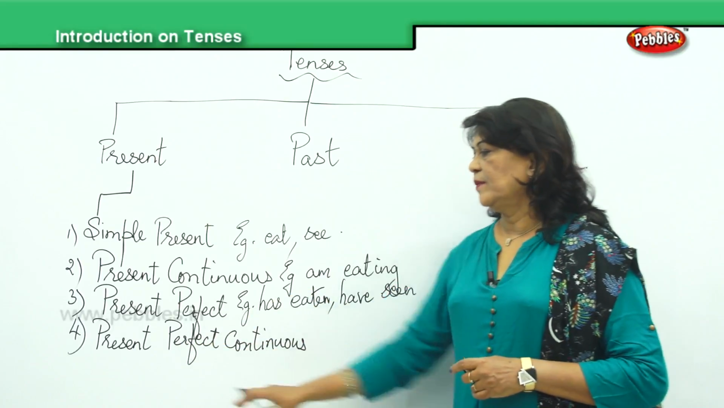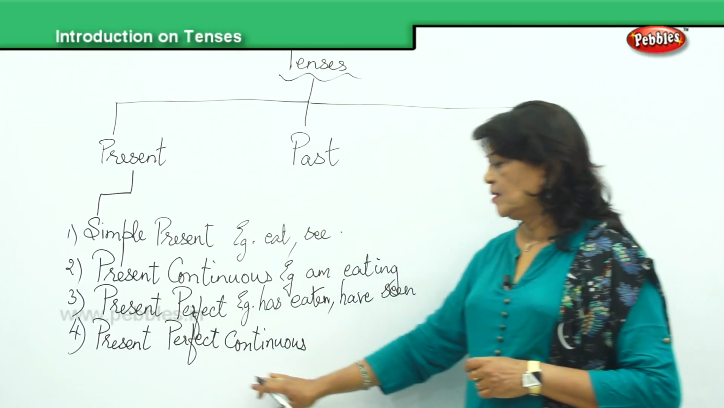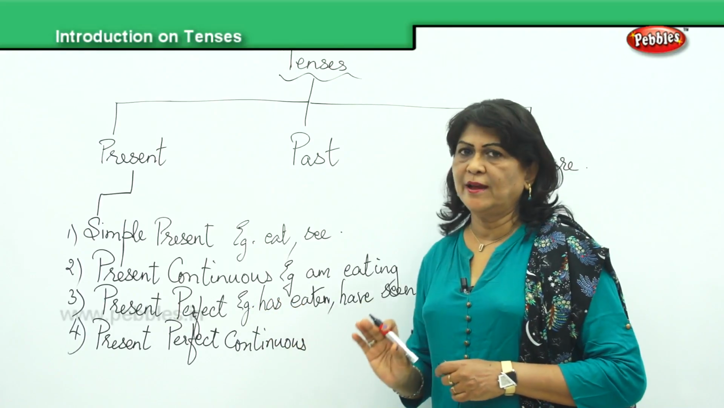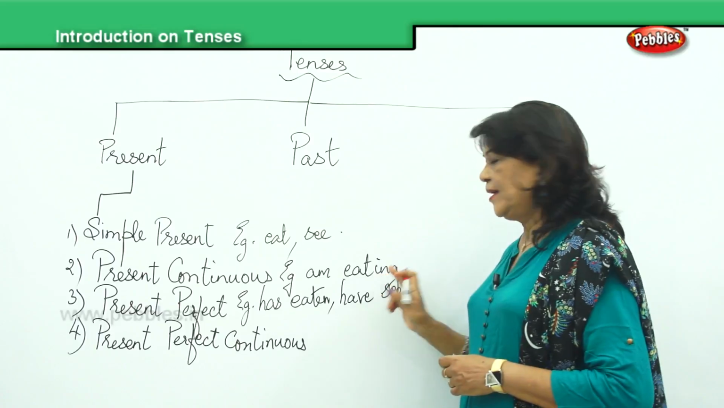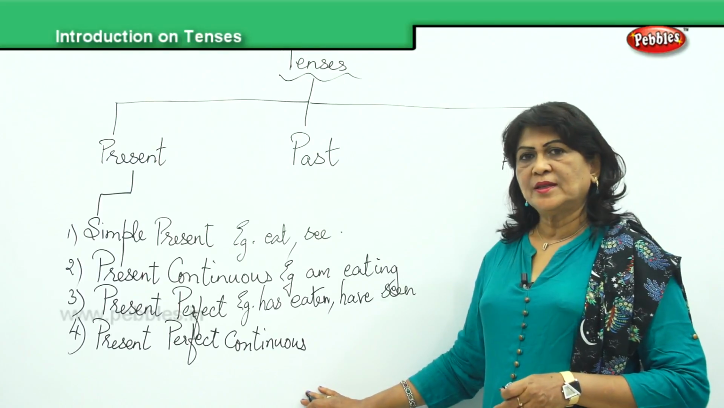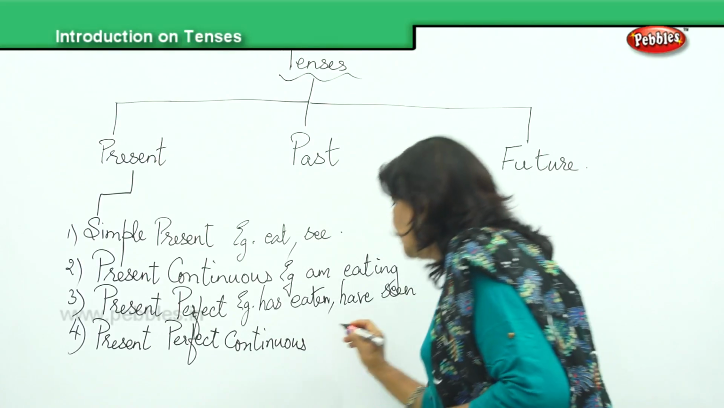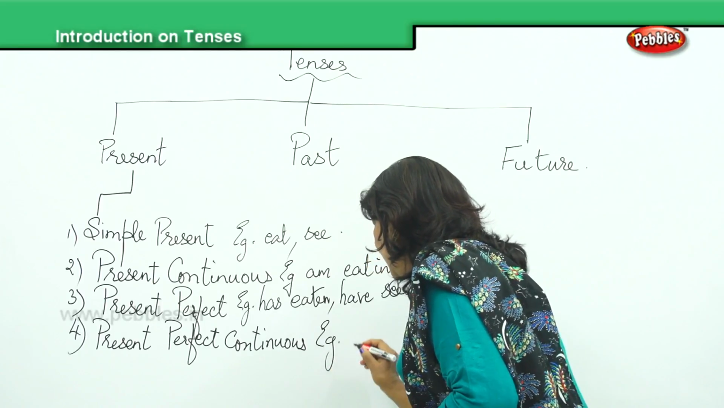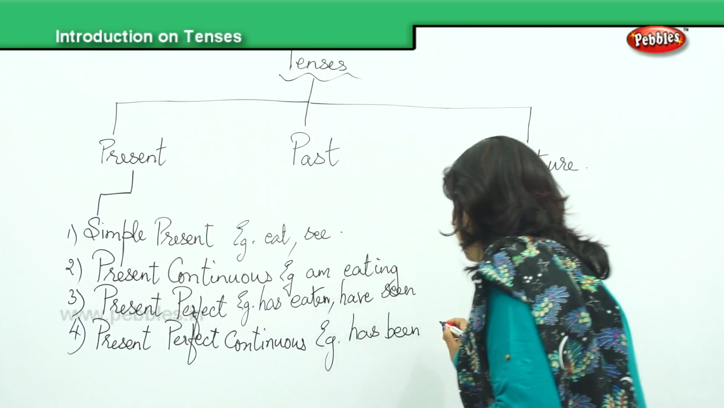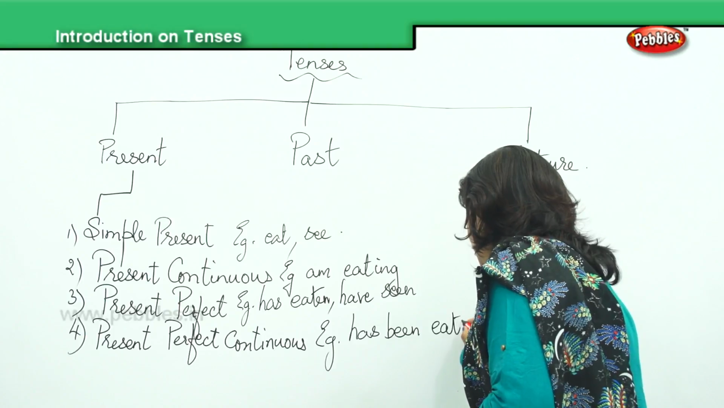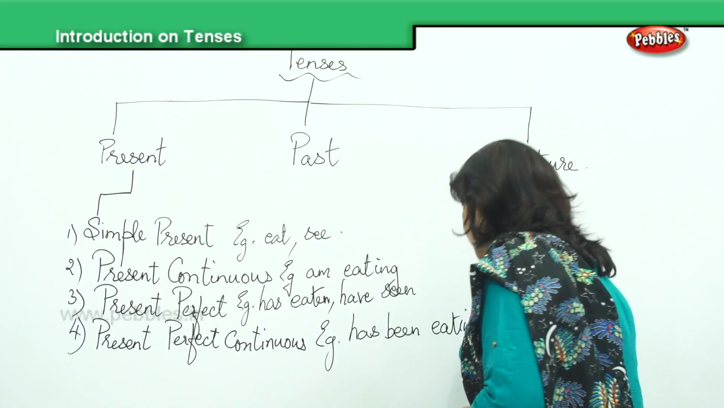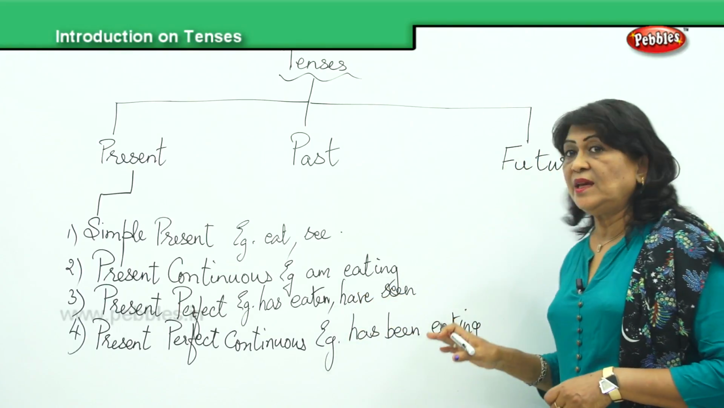Okay? Next one, present perfect continuous. Now, perfect tense is has and have, isn't it? And continuous tense is ing. Now, these two combined together, we have the present perfect continuous. So, how do you write example? Has been eating. She has been eating. Or they have been seeing.